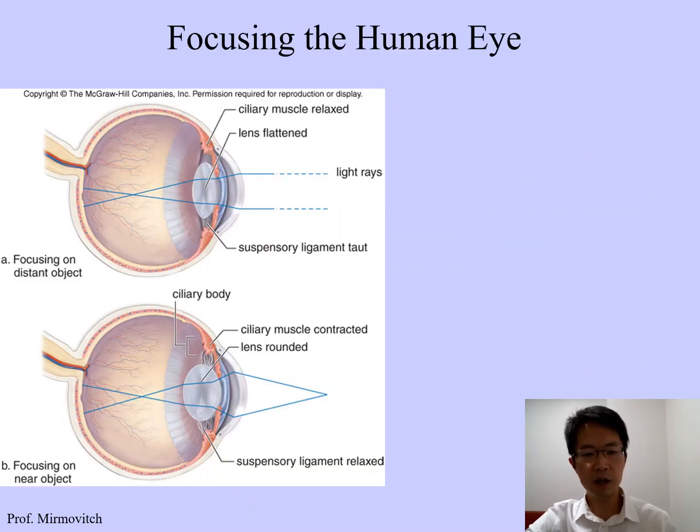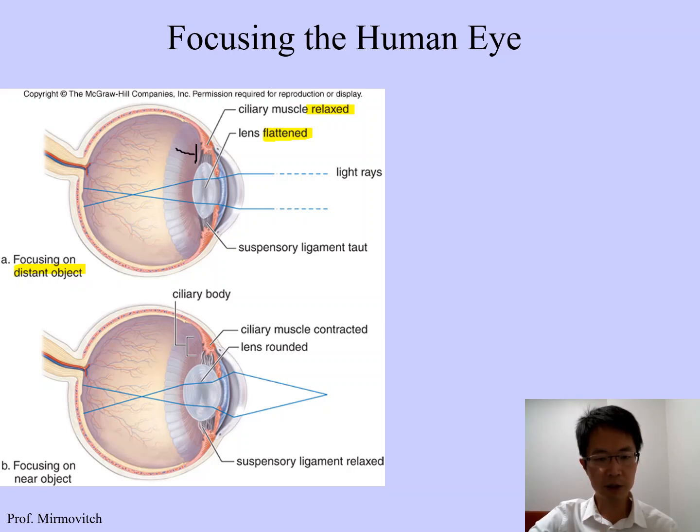So here is what happened. I told you that when you want to see things that are farther away from you, called distant objects, then your lens has to flatten. It is due to the ciliary muscle relaxing. Remember I told you that there's something called zonular fiber. This black thingy here is connecting the ciliary muscle with the lens, because of the zonular fiber.